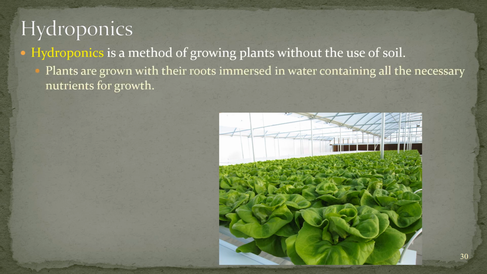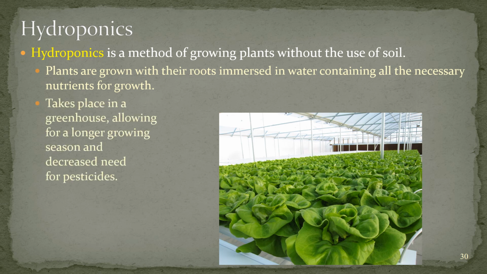Hydroponics is a method of growing plants without the use of soil. Plants are grown with their roots immersed in water containing all the necessary nutrients for growth. This takes place in a greenhouse, allowing for a longer growing season and decreased need for pesticides. Energy costs, however, are very high, so the sustainability of this depends on your outlook.